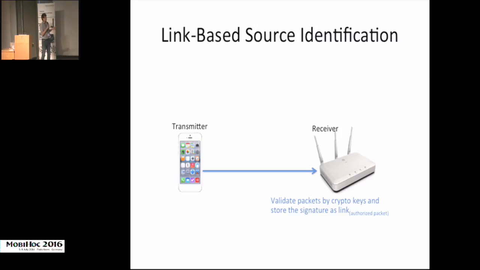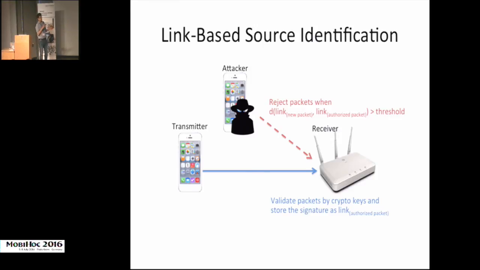Later on, if an attacker tries to fabricate a packet as if it were sent from this authorized transmitter, the packet is going to be dropped immediately, because the receiver finds that the link signature of this new packet is very different from the link signature of the old authorized packet. So that's good, because the packet is dropped and stopped in the physical layer. It never goes to the upper layers of the wireless system and causes the many problematic situations we discussed before.